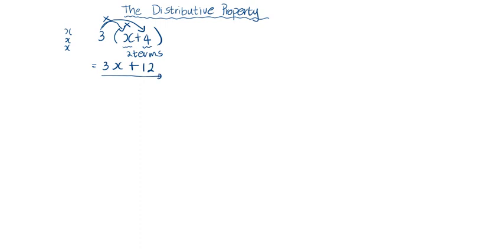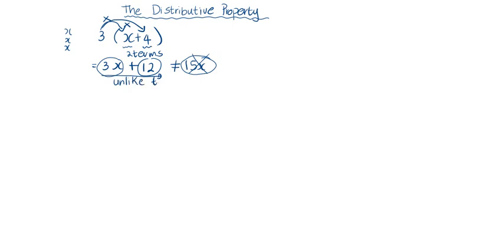However, some students do tend to make this mistake, and they tend to add up the 3x and the 12. 3x plus 12, they say, okay, 3 plus 12 is 15, and so that is 15x. But please remember that is totally incorrect, because 3x and 12 are unlike terms.